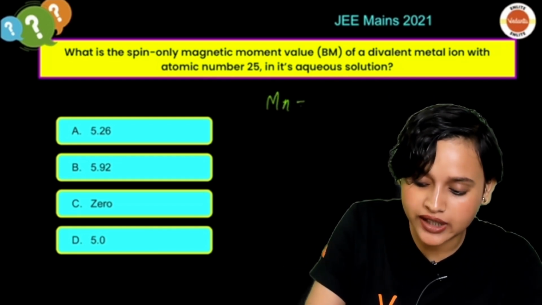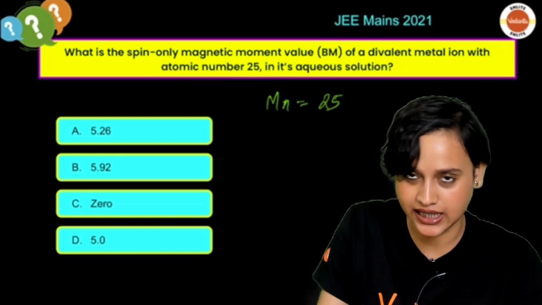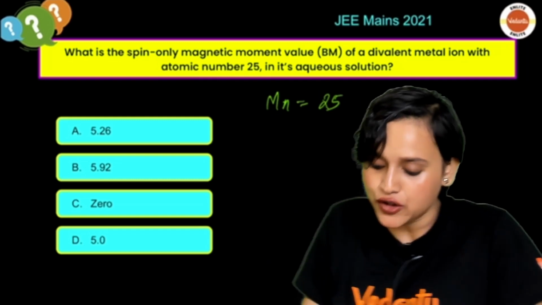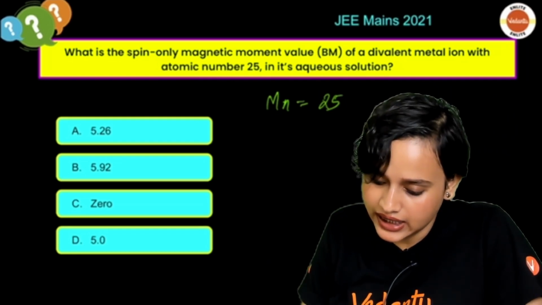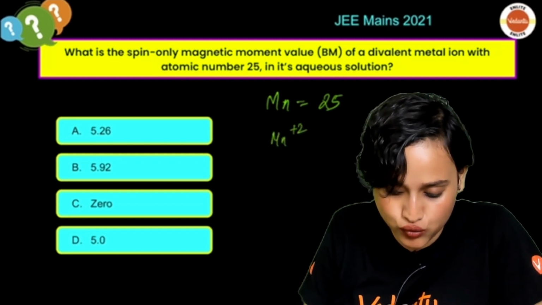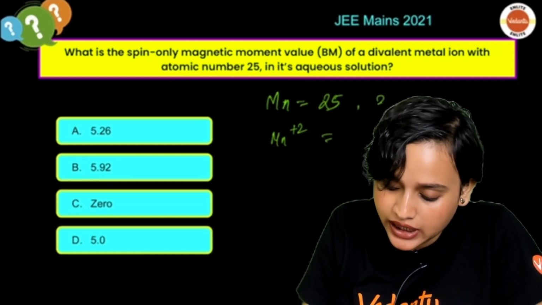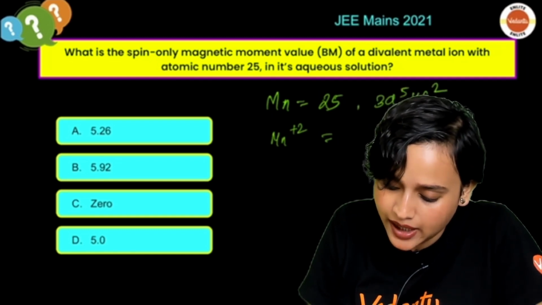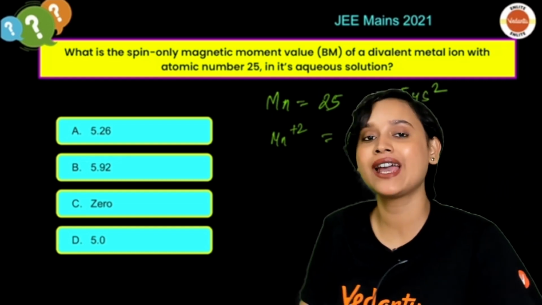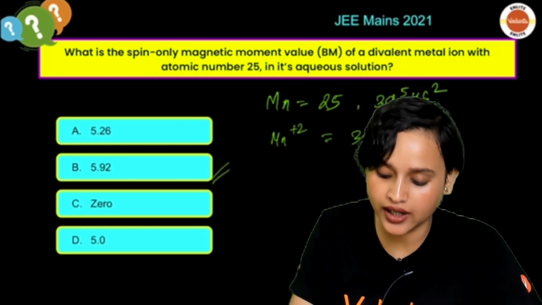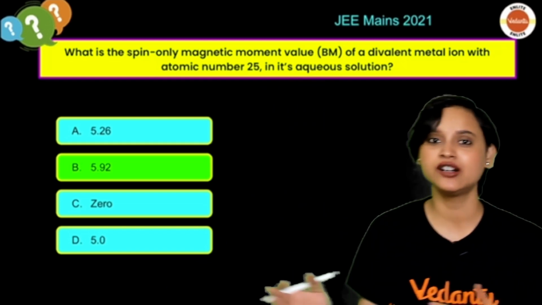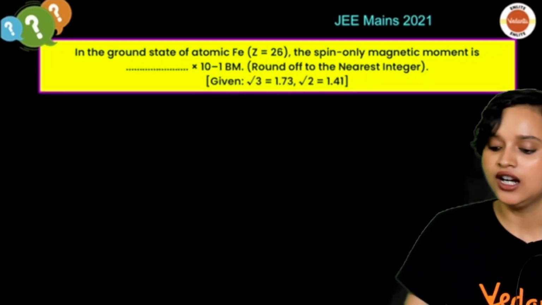So atomic number 25 is obviously Mn. Correct. Scandium, titanium, vanadium, chromium, manganese. Manganese is 25 and it is a divalent metal ion, so I think they are talking about Mn2+. Mn normally is 3d5 4s2, correct? That means Mn2+ will be only 3d5, and if it is 5 unpaired electrons, the magnetic moment has to be somewhere around option B, 5.92. See, calculated and easy peasy, everybody, right in front of you. Got it. All right, next question.